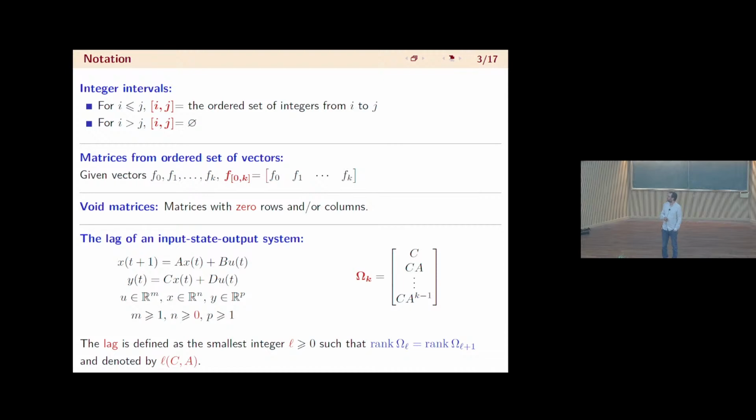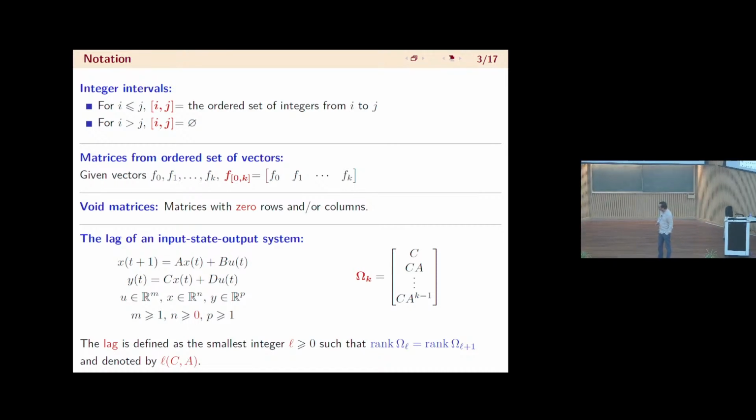Okay? If the system happens to be observable, of course, this equality is going to happen only if they are both equal to N, because at a certain point this rank is going to be N if the system is observable. Is this point clear? Yes.